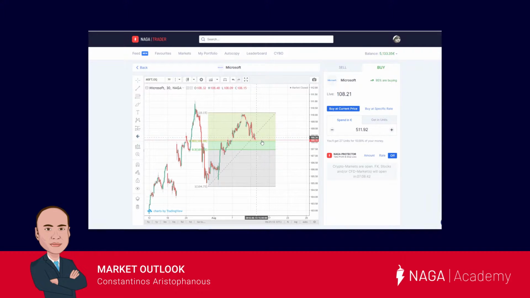There is also a possibility that this area will break to the downside, especially with the uncertainty surrounding the markets with the US versus the Turkish economy. Therefore, we might also observe a break of this support area and a correction being made to approximately the 104.70 price area.